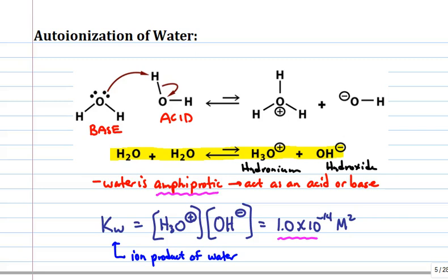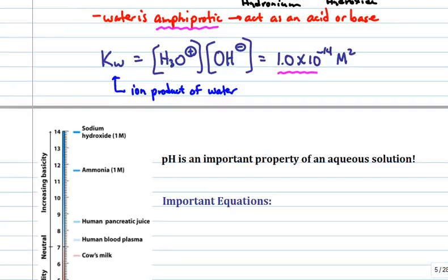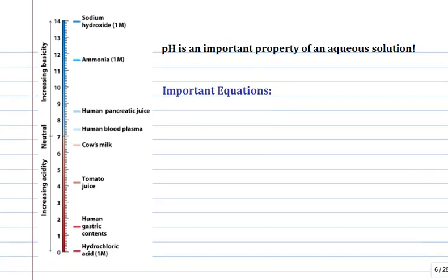Again, if you know how much hydronium ion you have in a particular solution, you can always calculate how much hydroxide ion you have because of this relationship defined by the ion product of water. Now, what we know is that pH, something you've heard of before, I'm sure, is an important property of an aqueous solution.